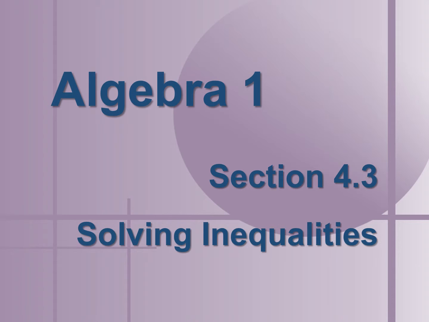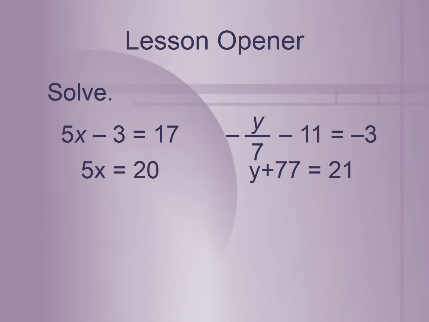For section 4.3 of our Algebra 1 BJU textbook, we're going to discuss how to solve inequalities. So let's begin on how to solve these equations. If we have 5x minus 3 equals 17, we would add 3 to both sides, and then we would divide both sides by 5, and we would get x equals 4.